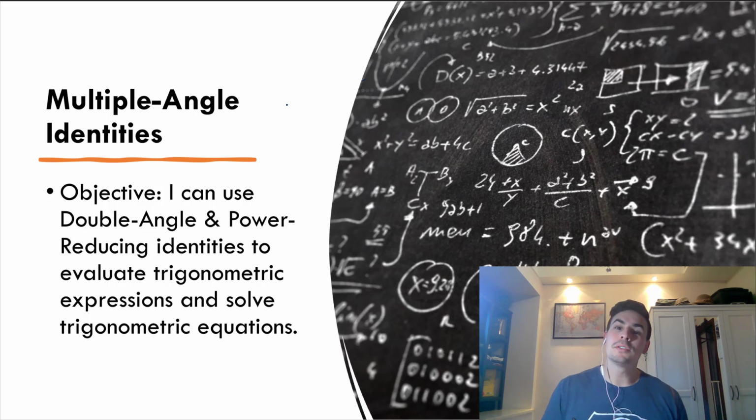Today we're talking about multiple angle identities. After this video, we will be able to use double angle and power reducing identities to evaluate trigonometric expressions and solve trigonometric equations. So let's jump right into it.